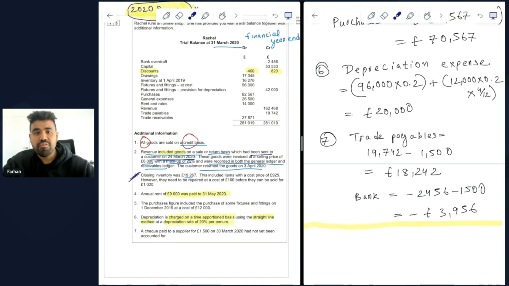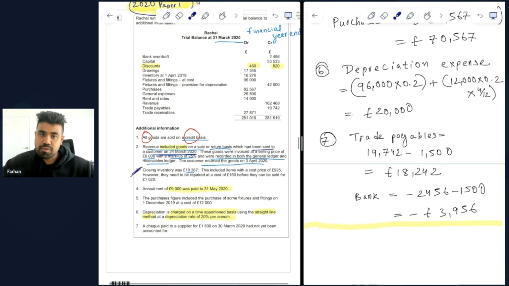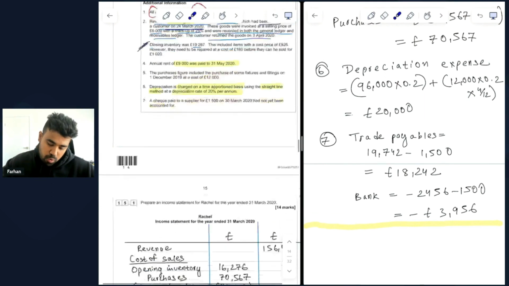So if you were to find the final balance of the bank account, we start with negative 2,456, and then we deduct an additional 1,500, which relates to the amount that we have paid to the suppliers of the business. And we should have more deficit or more overdraft, which is £3,956 negative, which again refers to an obligation for Rachel or an overdraft, or the fact that Rachel has withdrawn more money from the bank than she originally had. Okay, so now that everything is taken care of, we can prepare the income statement, which should be very easy and straightforward.